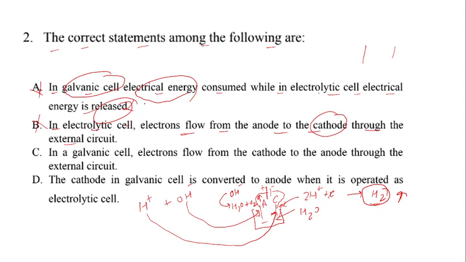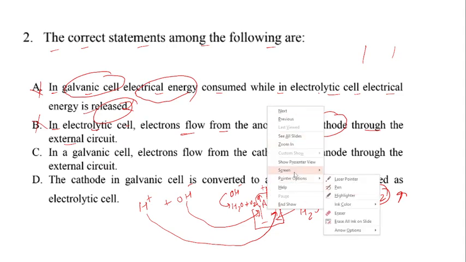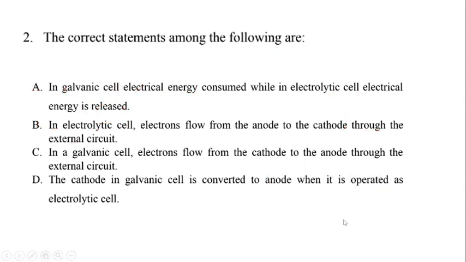Then option number C. So 2 options are wrong. We have discussed that. Then option number C. In a galvanic cell, electrons flow from the cathode to the anode through the external circuit. So let me discuss this thing only.